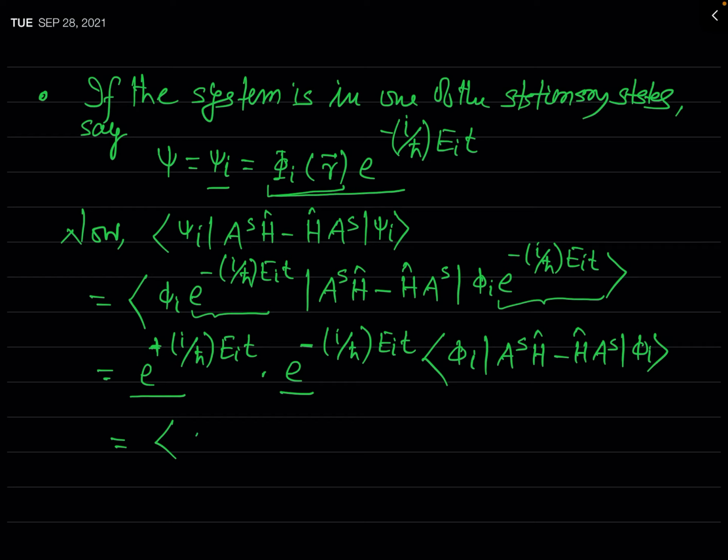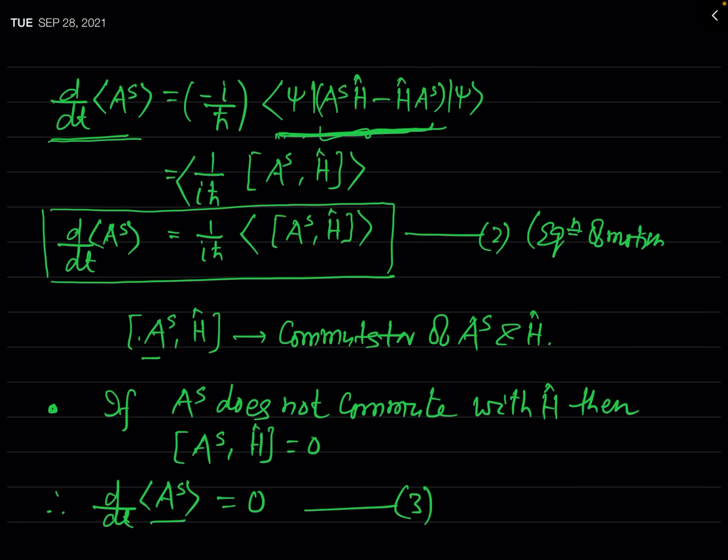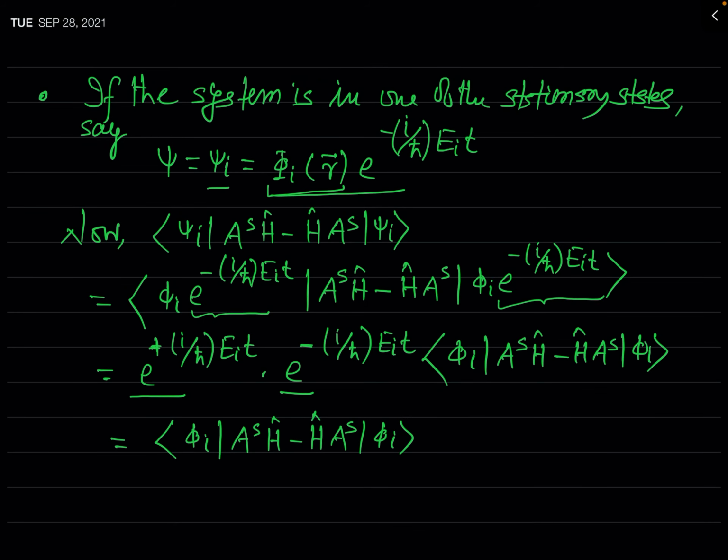So you can write it simply. This is bra phi i, A H hat minus H hat A, ket phi i. And say this is equation 4.